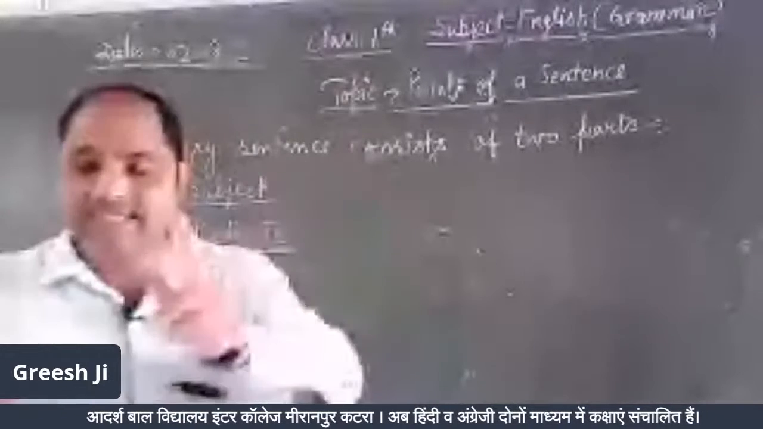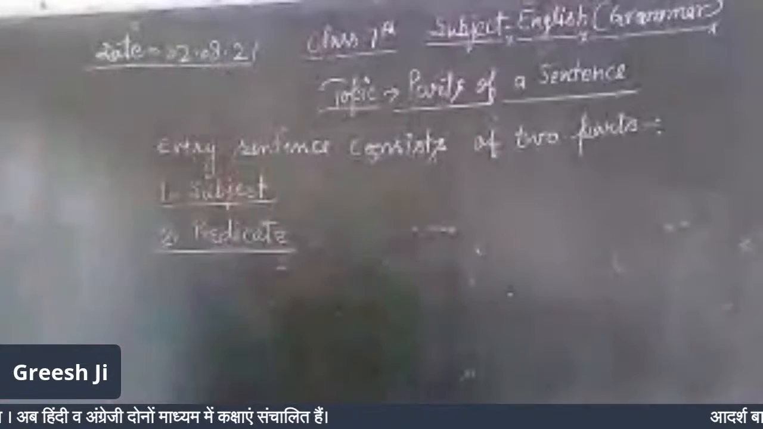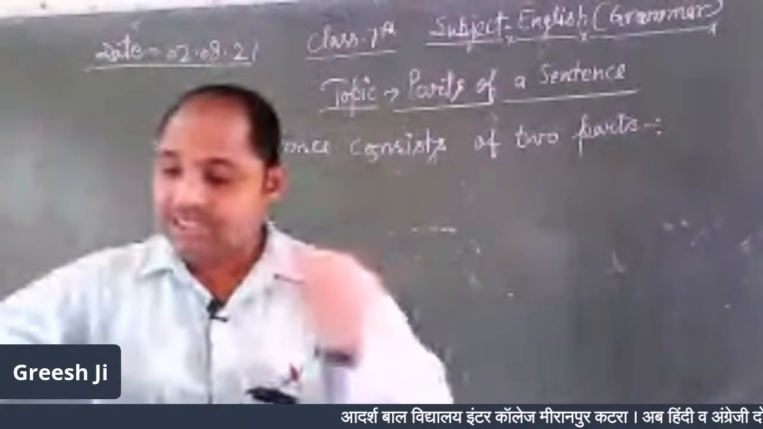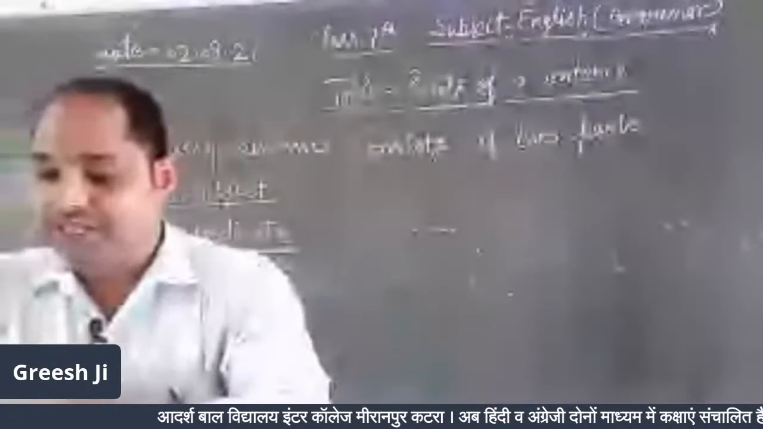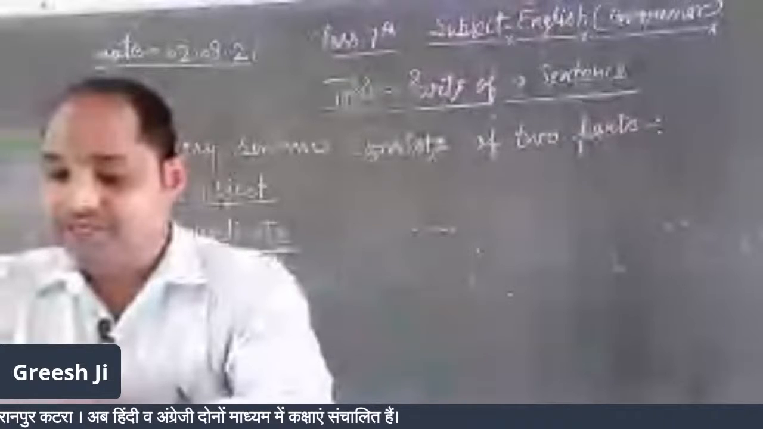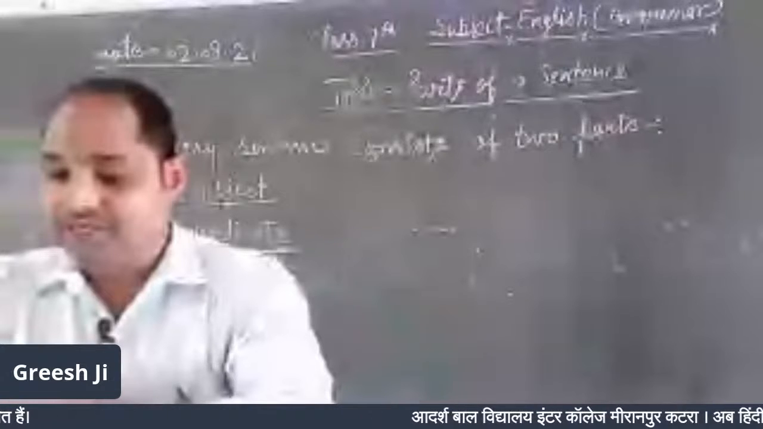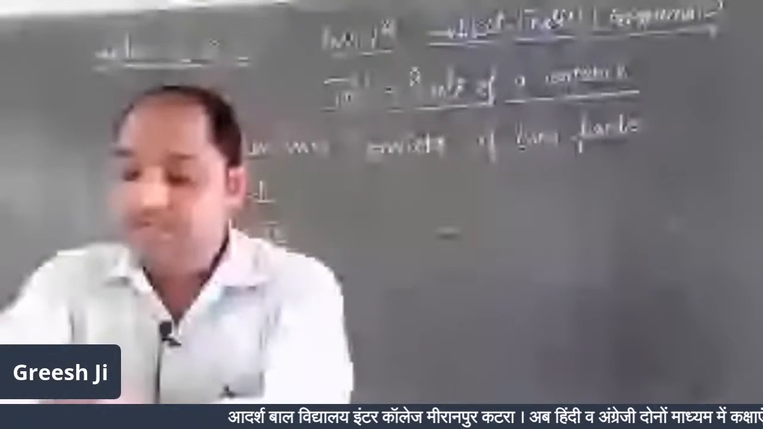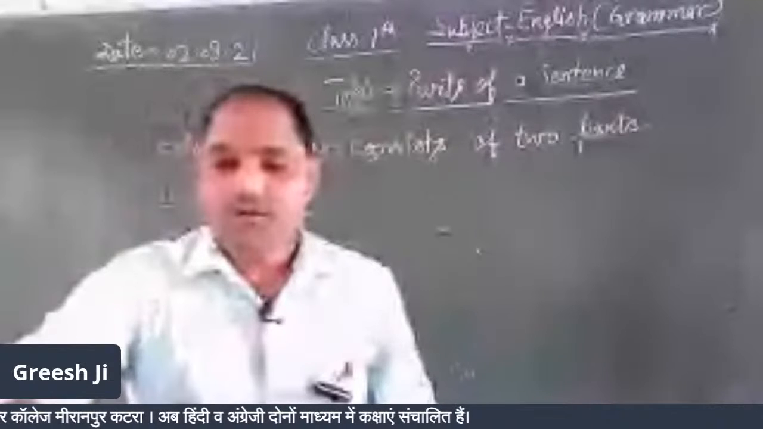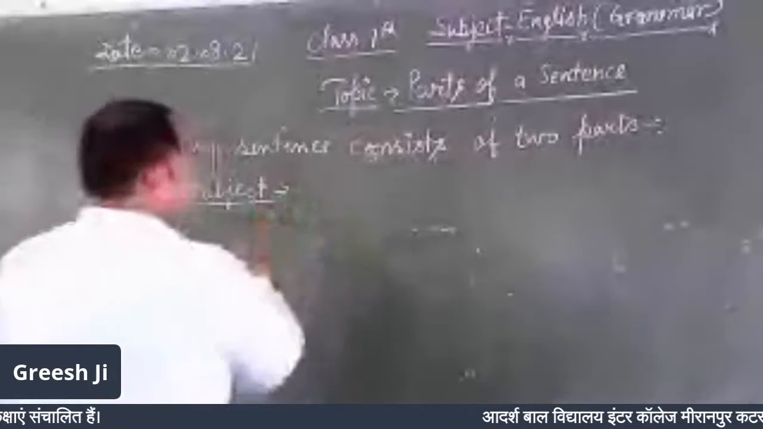What is subject? We know a subject is the part of a sentence that names the person or thing about whom something is said. Okay? What is subject? A subject is the part of a sentence that names the person or thing about whom something is said. Look on the board. I'm going to write here the definition of subject. Okay?